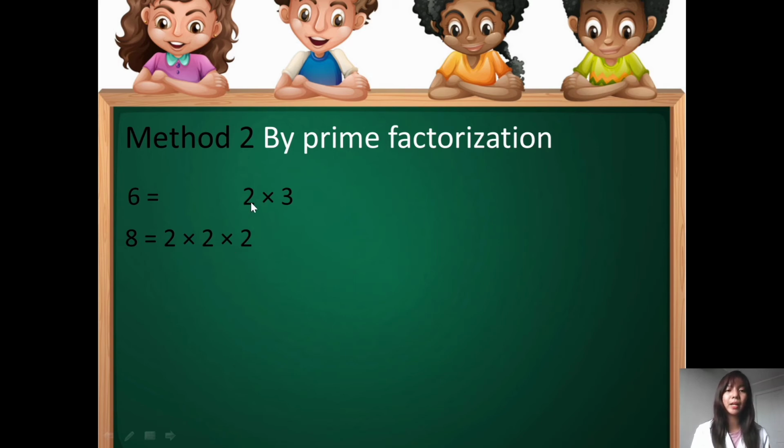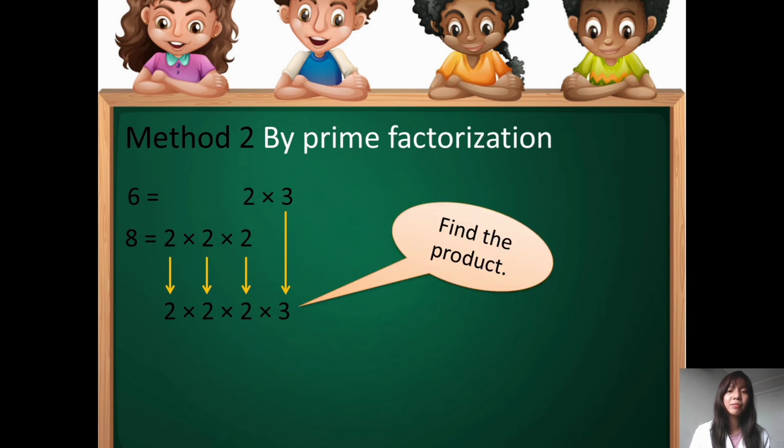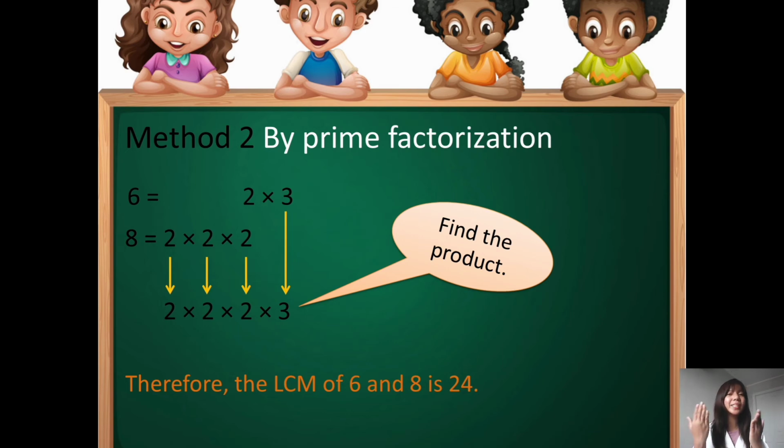In this example, we have the prime number 2 and the prime number 3. So we have to list all of them down. So 2 times 2 times 2 times 3. This is how we are going to get the LCM. Let's find the product: 2 times 2, 4, times 2, 8, times 3. Therefore the LCM of 6 and 8 is 24. As you can see, we still have the same answer, 24. So it's up to you if you want to get the LCM by listing down or by prime factorization.